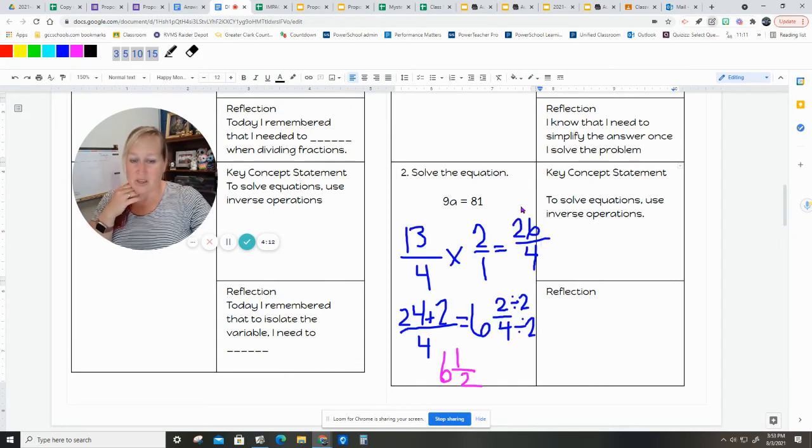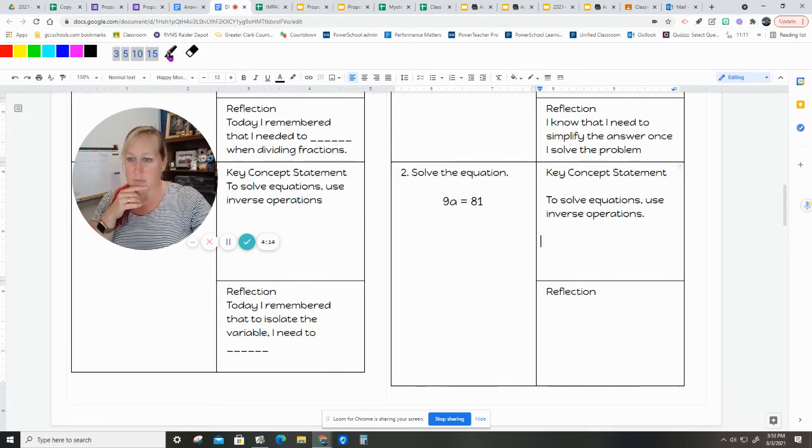The point of doing the inverse operations is because our goal is to isolate the variable. I want this variable by itself. So the opposite of multiplication is division. So I'm going to divide this side by 9. I'm going to divide the other side by 9. 9 divided by 9 leaves me with that A, just 1A. And 81 divided by 9 should be mastered. 81 divided by 9 is 9.